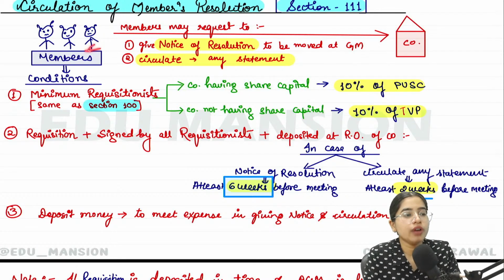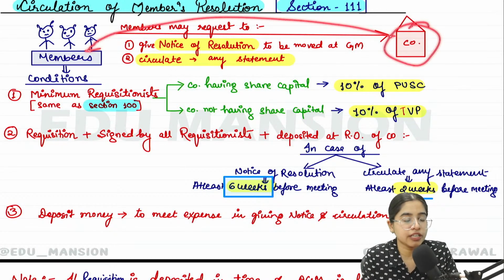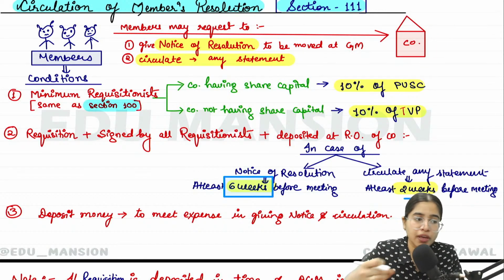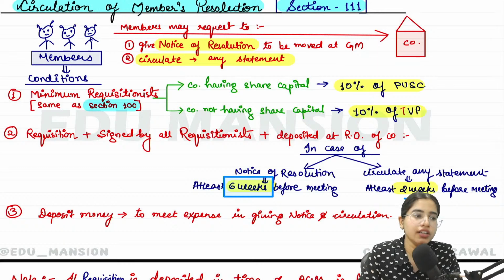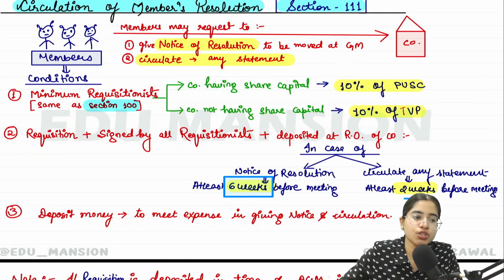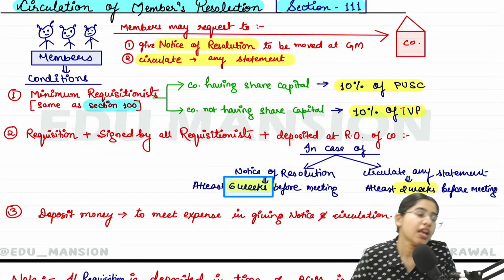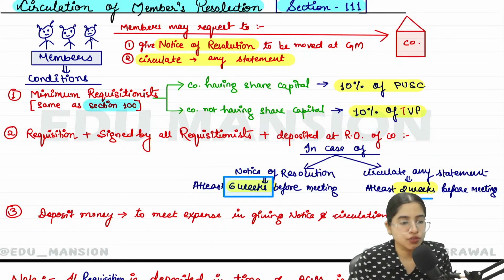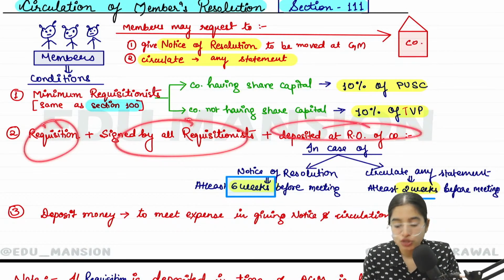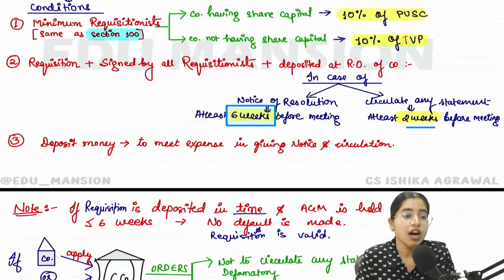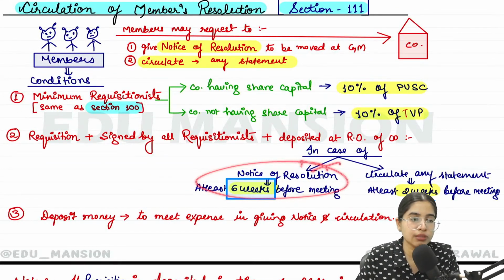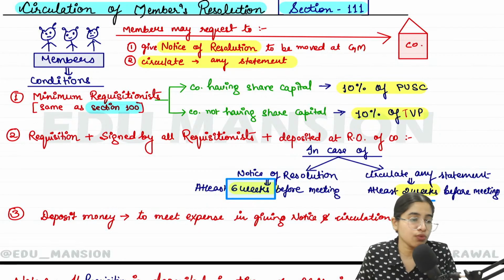They want any resolution to be moved at the general meeting, so they have to request the company. How will they request? They have to prepare a written request, known as a requisition, and it should be signed by all the requisitionists and submitted at the registered office of the company. How many days before? If they want any resolution to be circulated at the meeting, it should be submitted at least 6 weeks before the meeting.